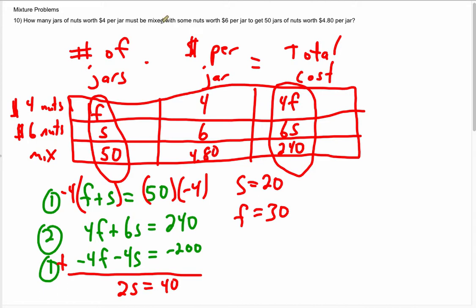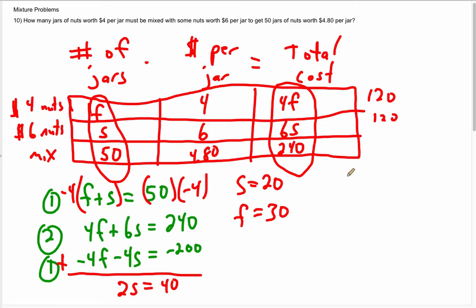First of all, 50 jars, that's easy. 20 jars plus 30 jars is 50 jars. For cost, the total cost of 30 jars would be $120, and the total cost of 20 jars here would also be $120, which would get you $240. So we're good. So how many jars?